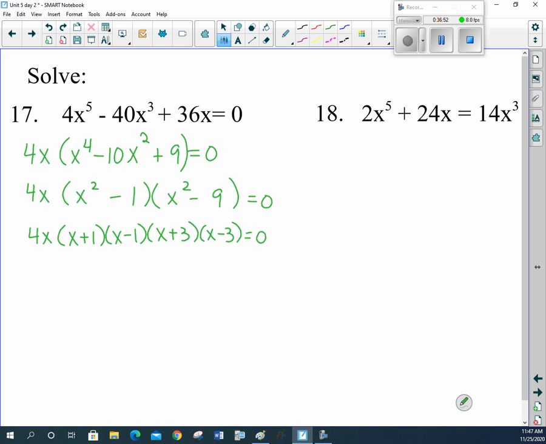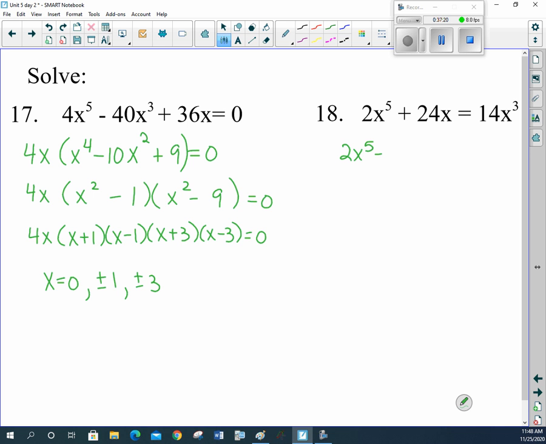So my answers are going to be, I need to have 5 of them, so x equals 0 is the first one, positive and negative 1 are the second and third, and positive and negative 3 are the fourth and fifth. There's 5 of them there. Take my word for it. All 5. Okay, now 18 is not equal to 0, so I'm going to rearrange it.